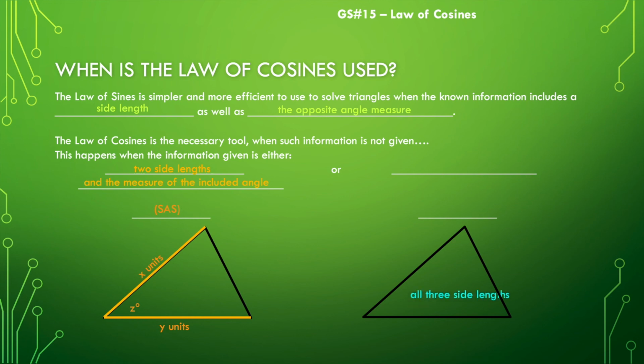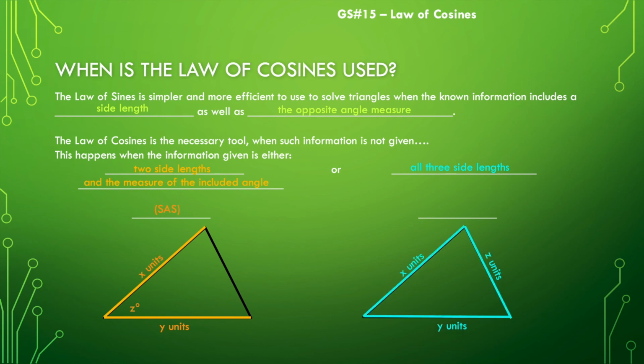Now, likewise, if you're given all 3 side lengths and no angle measures, this is also a great candidate for the law of cosines, and we call that a side-side-side triangle. Okay, in the next video, we're going to run through an example of each of these types of triangles and solving them. Stay tuned and go into video 2 of 4.